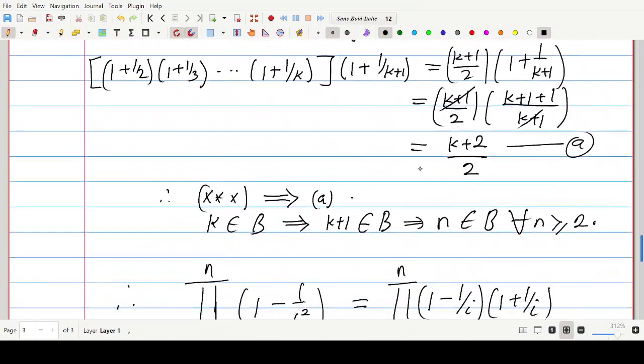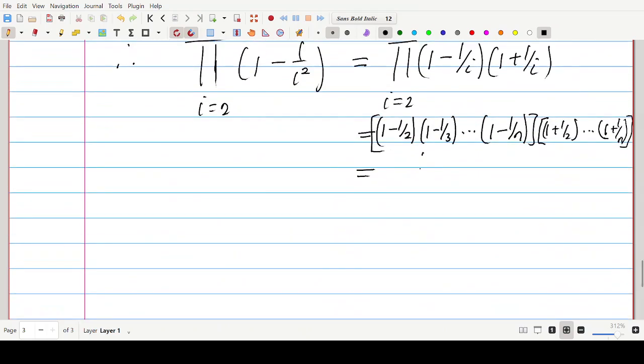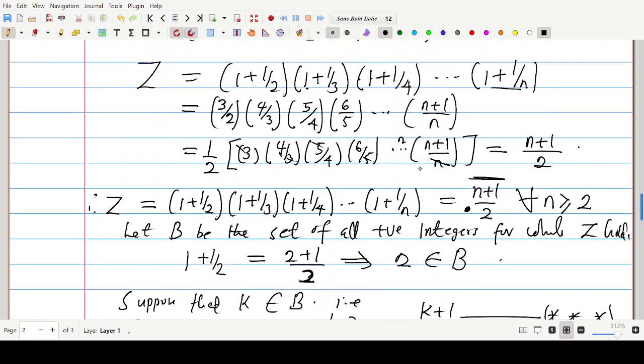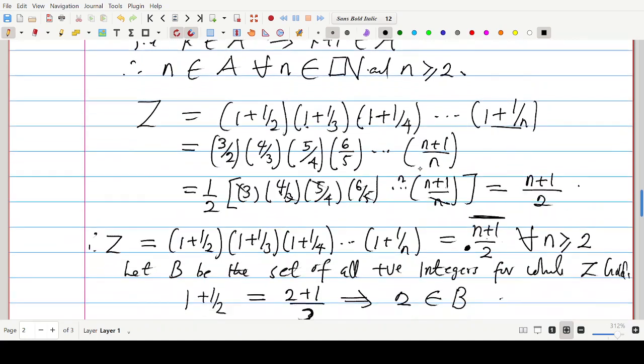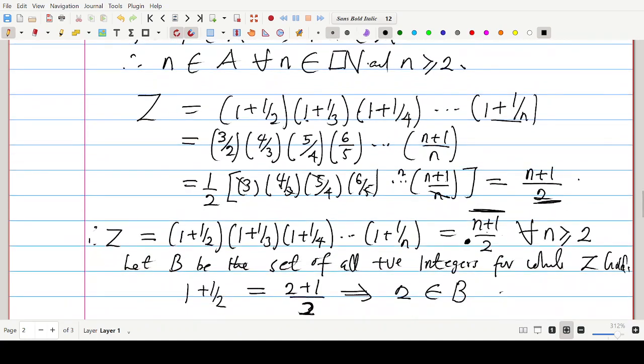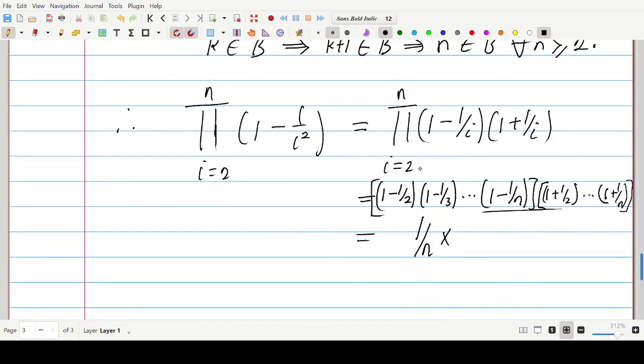So we come here and write 1 over n in the place of the expression, times, for Z, the value n plus 1 over 2. Let's check it out. For Z, n plus 1 over 2. So we write n plus 1 over 2, and that gives us n plus 1 over 2n.